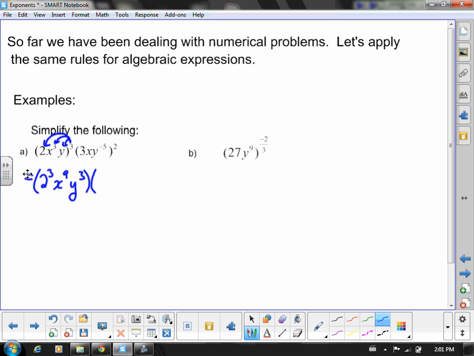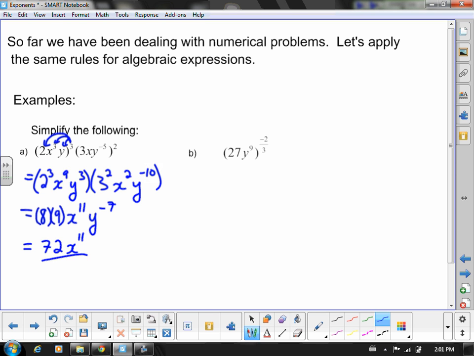Then in the second bracket, we're going to have 3 squared, x squared, and y to the negative 10. So now that we've removed that outside exponent, we are going to have 8, because it's 2 to the 3. I can't combine it with that, so I have 8. And I'm going to multiply it by 9 from the 3 squared. We're going to have x to the power of 11, and we're going to have y to the power of negative 7. So when I actually complete that answer, we have 72, x to the 11, y to the positive 7. So we had to move that negative 7 down to the denominator so that it's positive. That answer is now complete.